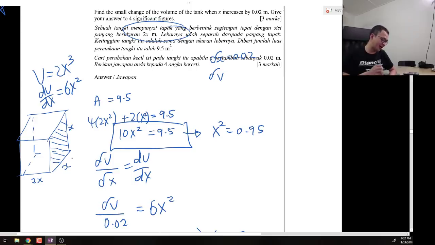How to get double of x squared? Because this side and this side are identical, right? So you should have x squared here. The other side is another x squared, right? So x squared plus x squared, you get 2x squared. Is the area equation correct? Yeah, 10x squared, I'm pretty confident is correct.